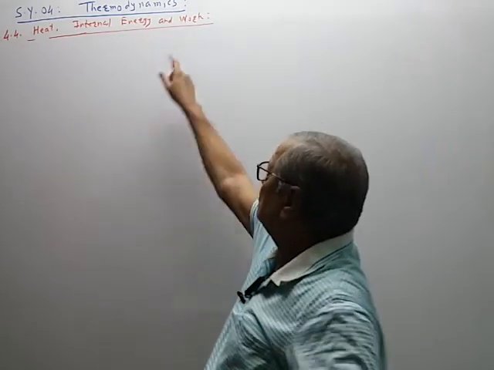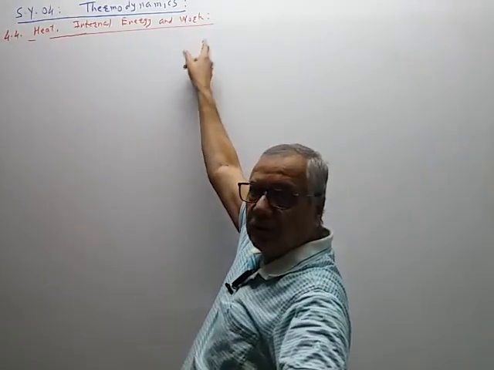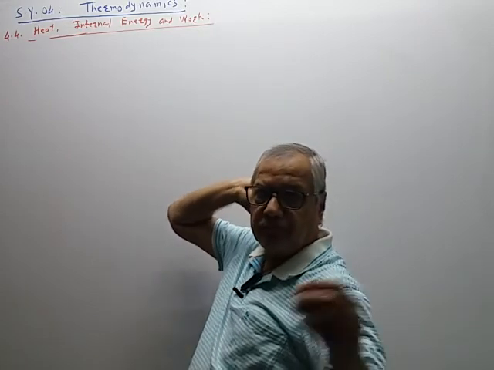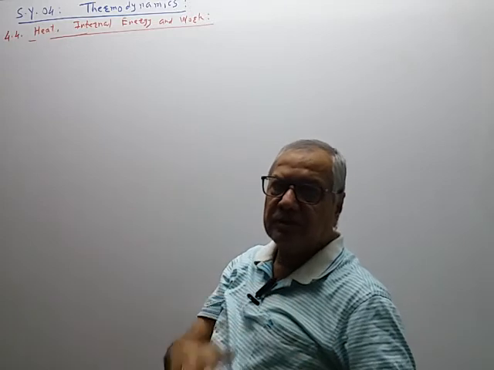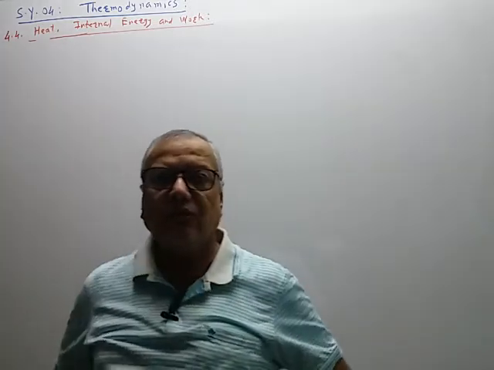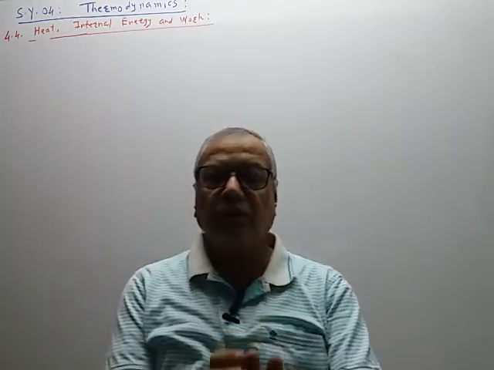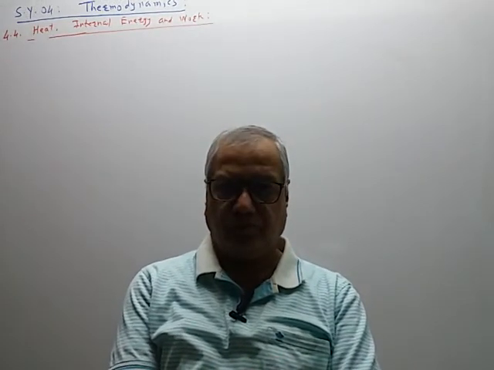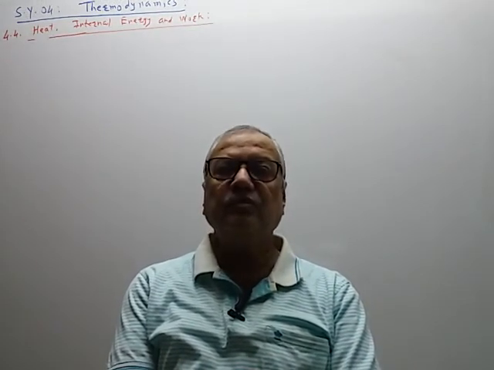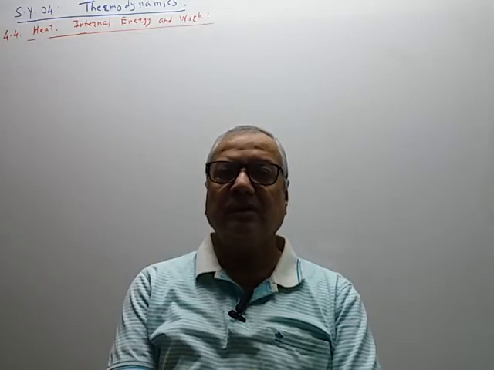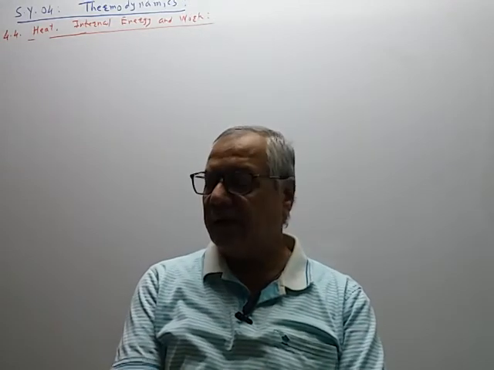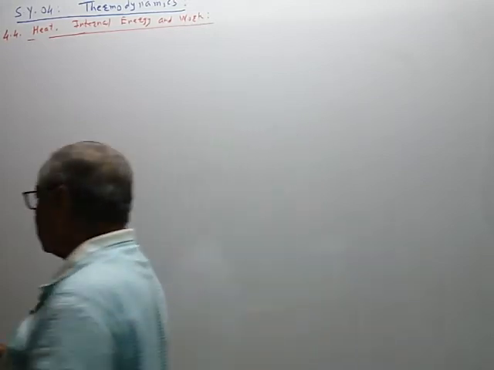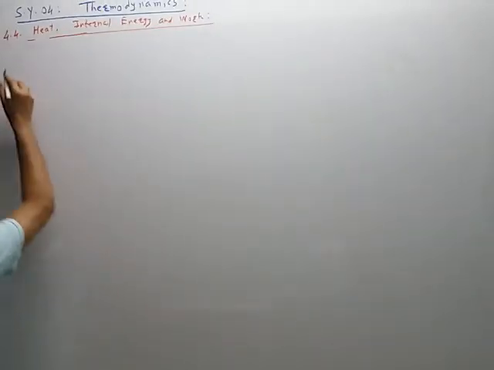So work done may be positive, may be negative. Now, when the gas pushes the piston, volume increases. When the piston pushes the gas, then there is a volume compression. So in both the cases, there is a change in volume. So during the change in volume of the system, there is some work done in case of a gaseous system. So we have to find that expression. Expression for work done during the change in volume of the system.